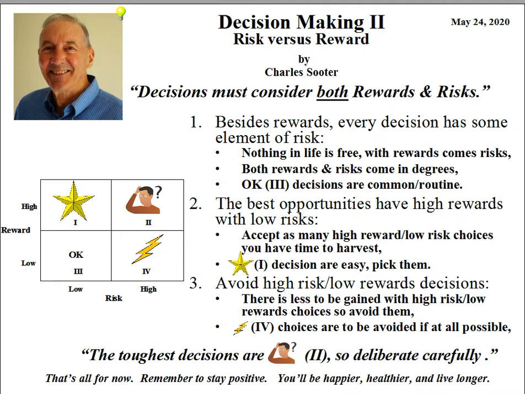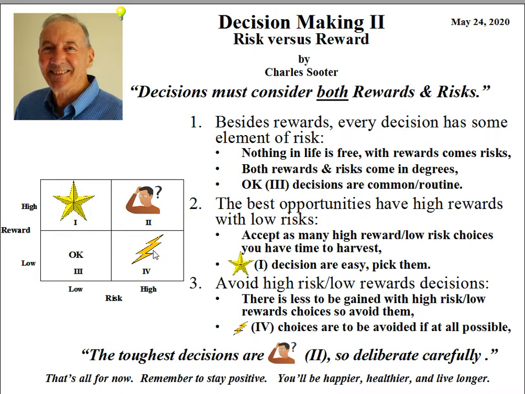I have here another little 4-quadrant box. The 2 dimensions are rewards, which are either high or low. Obviously there's a continuum here, but I've arbitrarily divided the reward space into high and low. Same thing for risk, a continuum, but I've divided it into low risk and high risk. The ideal quadrant, where you want to make as many decisions as you can, is high reward and low risk. I call these the stars. You want to capture as many of these as you can.